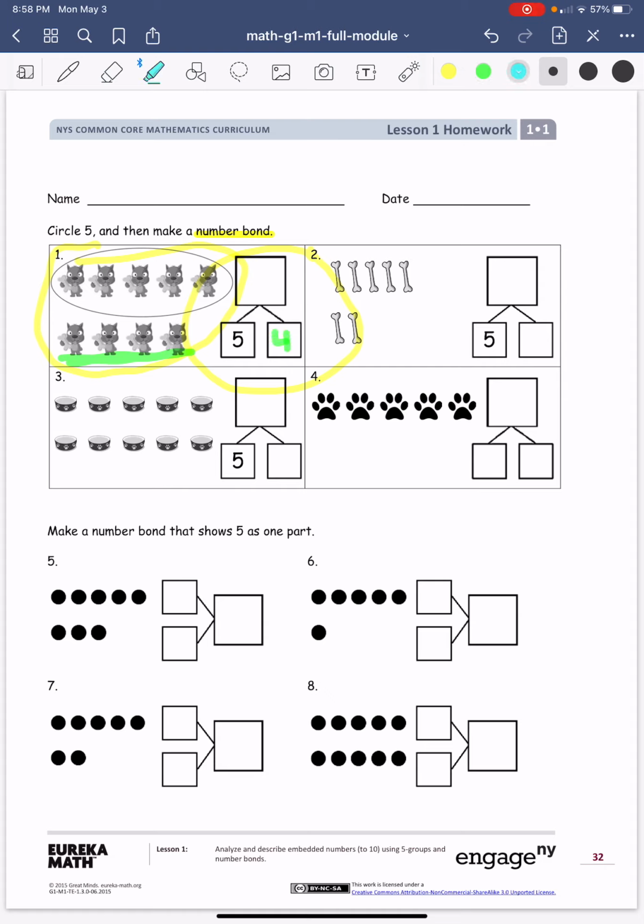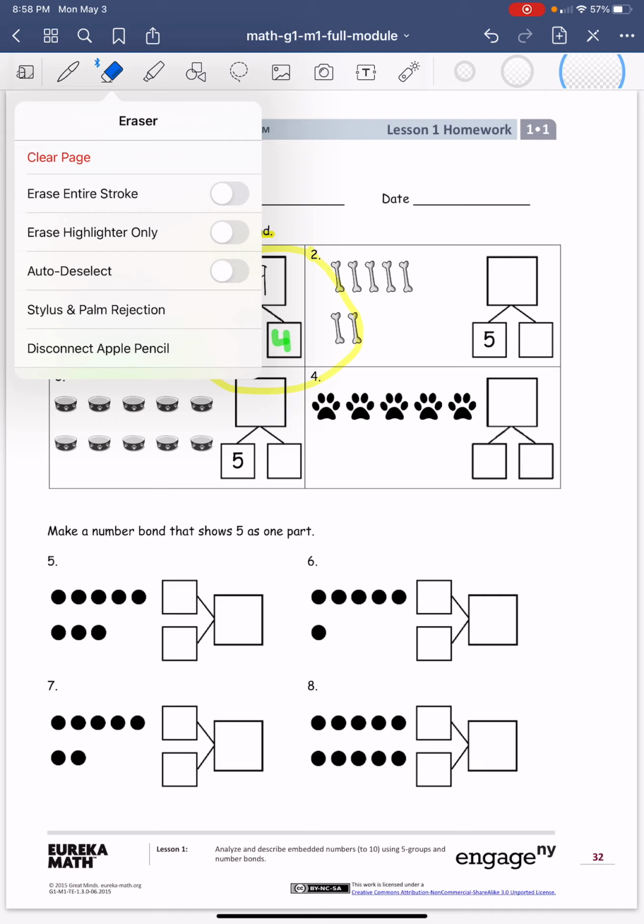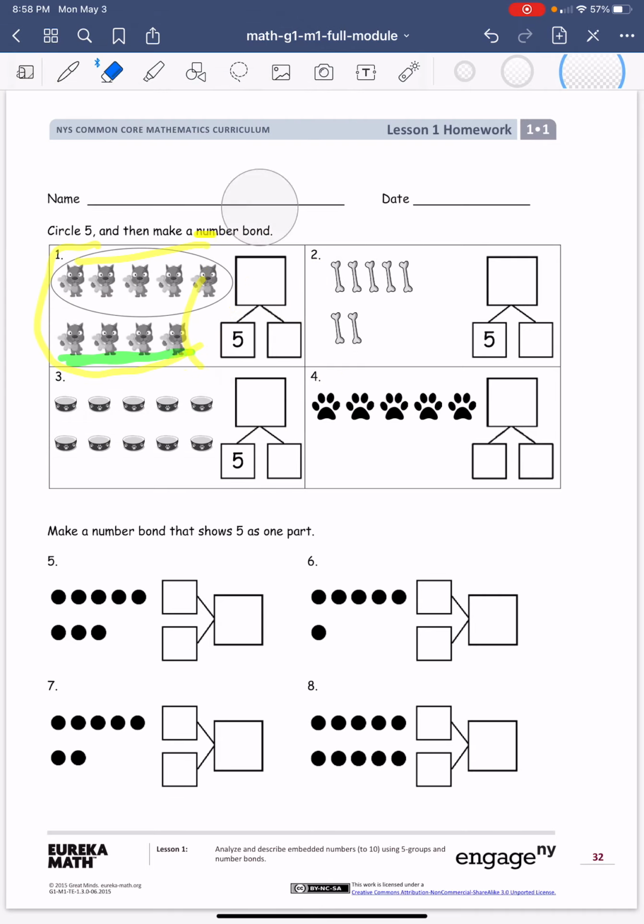And then up here, what is 5 plus 4? Let's think very hard. So what is 5 plus 5? 10. So now, what is 10 minus 1? It's 9. So we're going to put 9 right there. So that's what a number bond is. Now let's get started with the homework.